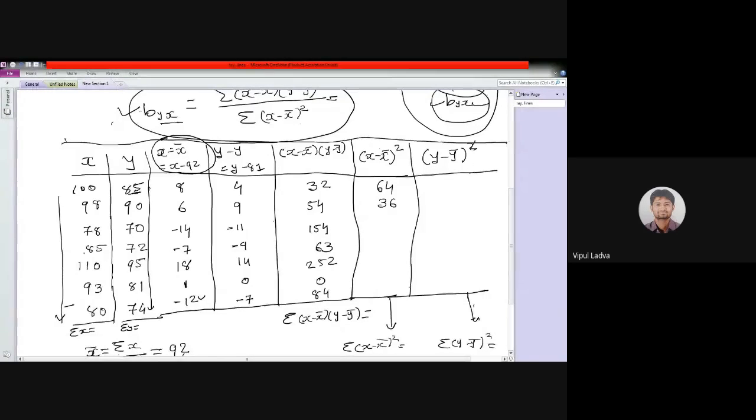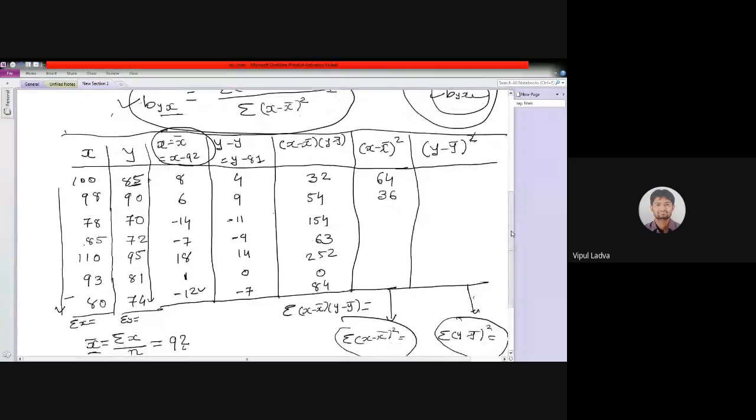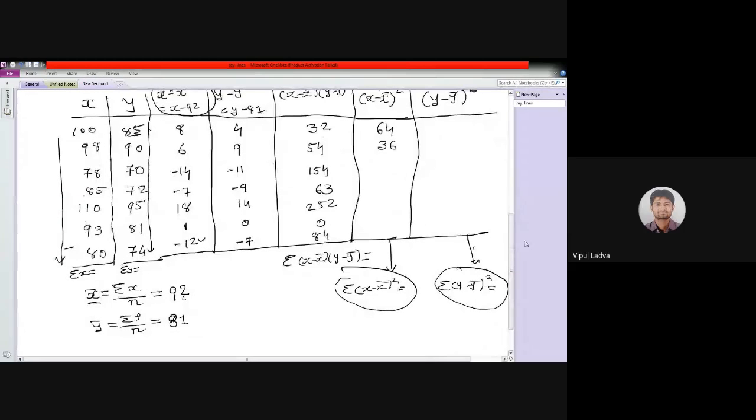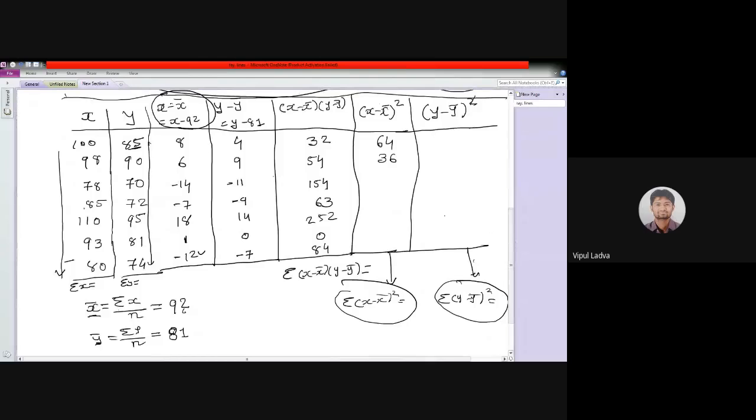I need both those values, summation x minus x bar the square and summation y minus y bar the square. I'm giving you 4 minutes, 4 to 5 minutes will be enough. This is the data we have, this is the table which I had generated. Complete the remaining values quickly, and then we will find both the regression lines together. Then I will ask you both values, summation x minus x bar the whole square and summation y minus y bar the whole square.